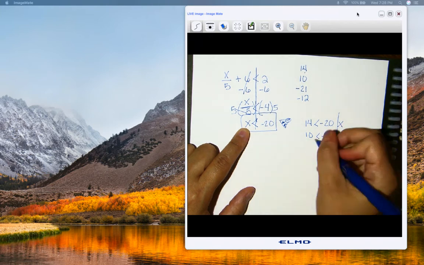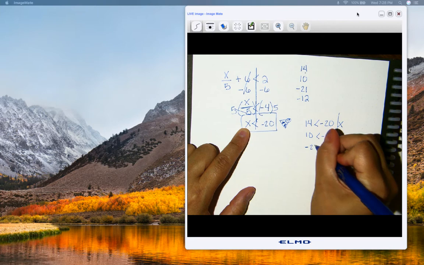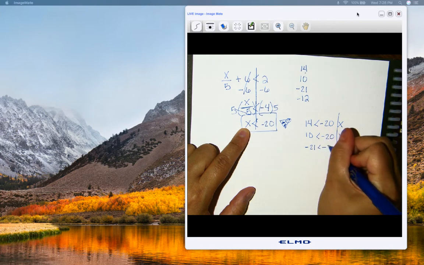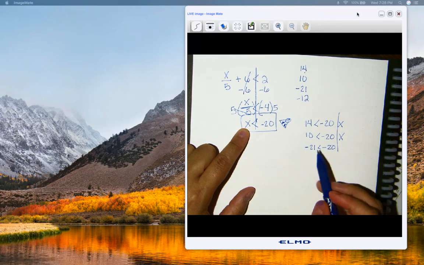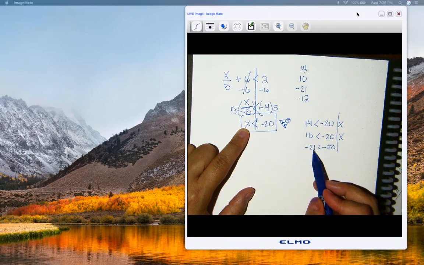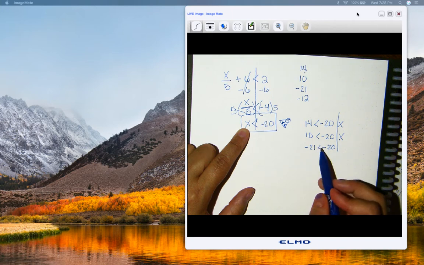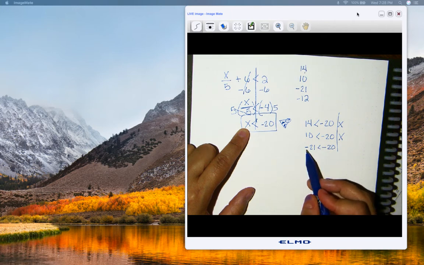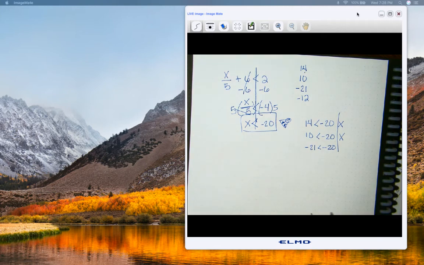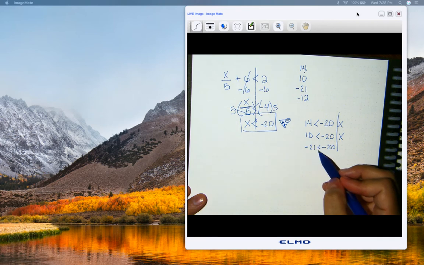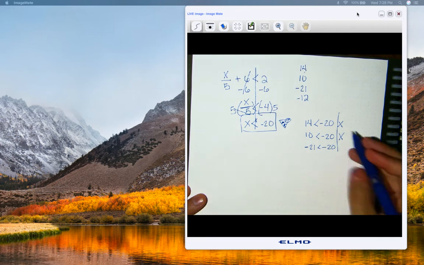The next one is -21 is less than -20. Well, if I think about my number line, when you guys think about the positive side, you think, oh, 21 is bigger, so no. But remember, on the negative line, the further you are from 0, the smaller the number. So yes, -21 is less than -20.